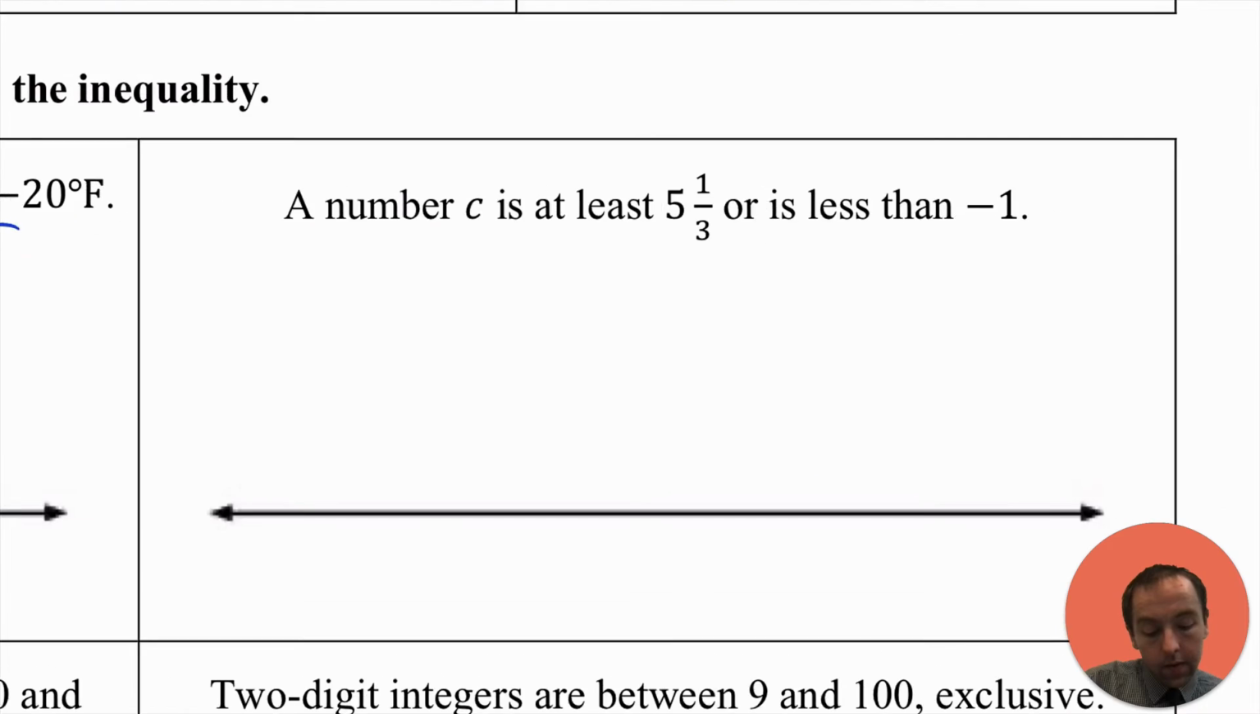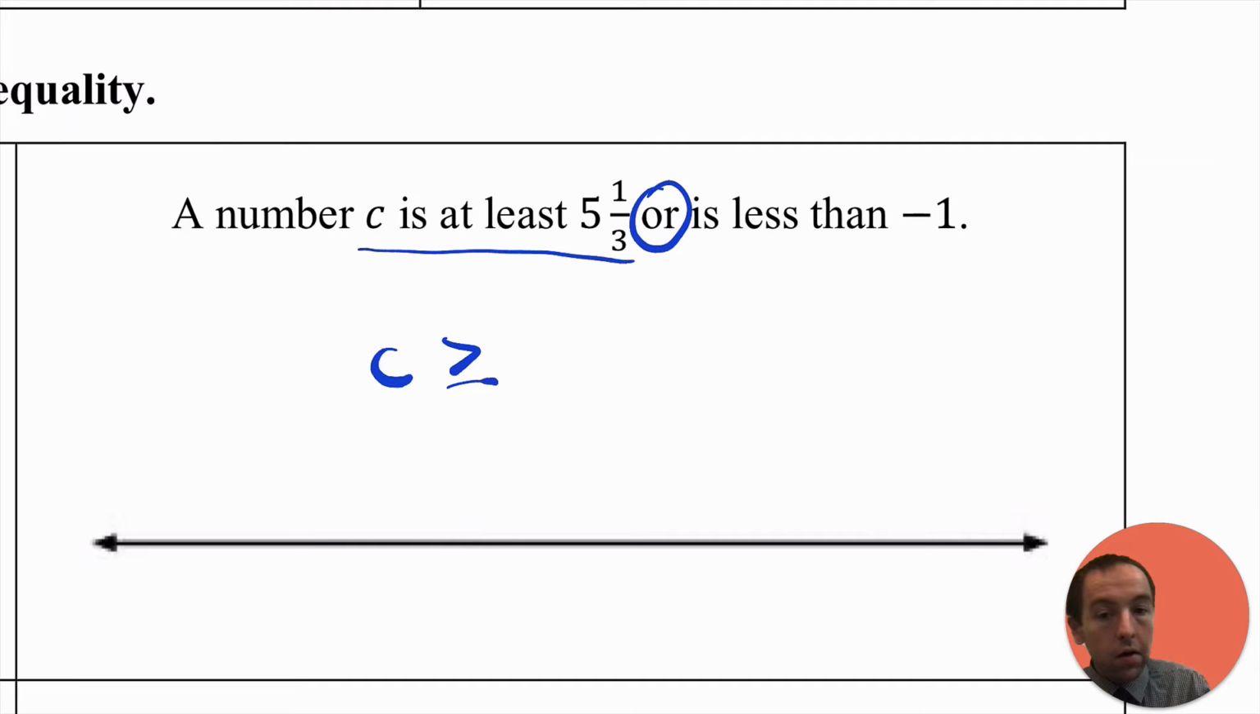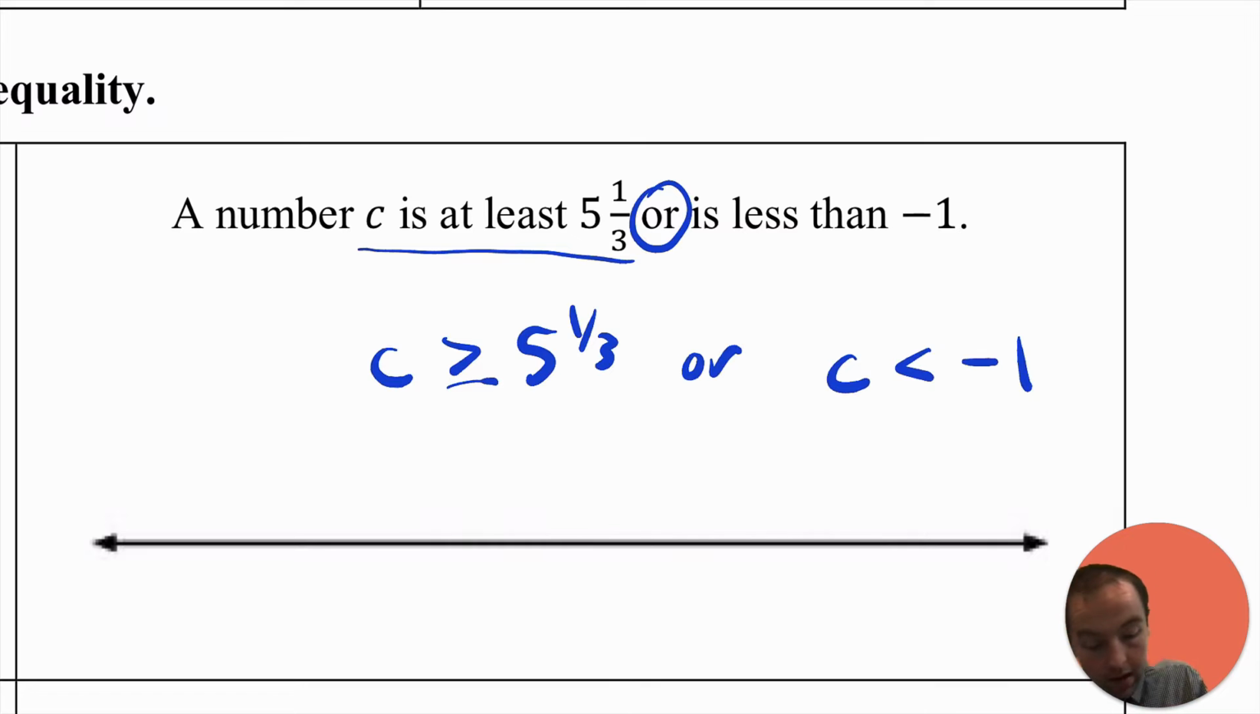Okay, this is saying that we need a number c to be at least 5 1/3 or is less than -1. Now if we've got this word or, we don't necessarily need both of these conditions to happen at the same time for this overall statement to be true. So if the number c is at least 5 1/3, then at the least it's 5 1/3, which means it's going to be greater than. Now it can be equal to be at least 5 1/3. And then, or it's less than -1, so c is less than -1, just strictly less than. So that writes that out.